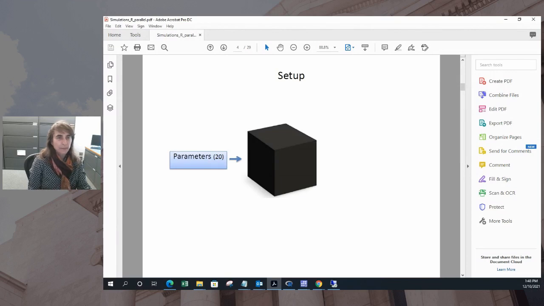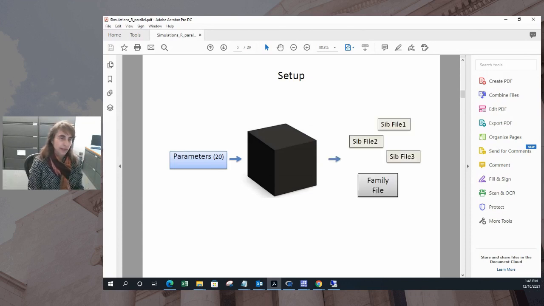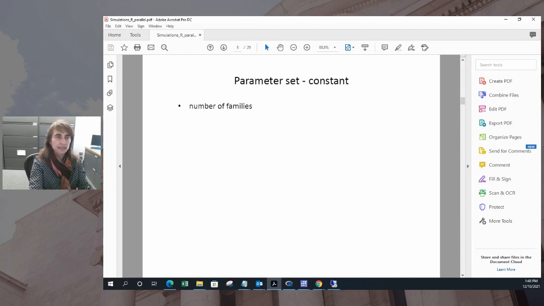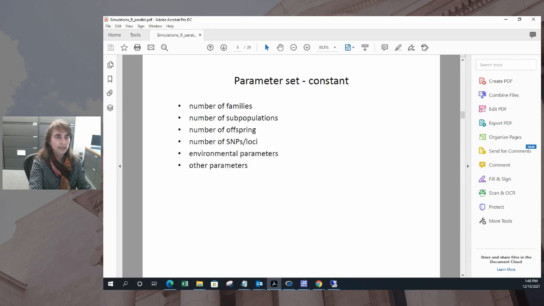So I was given a program that would generate this type of genetics data and a trait, and it would take about 20 parameters, and then it would produce four different files, one at the family level and three at the siblings level. The basic idea was that some of these parameters didn't vary from simulation to simulation, like the total number of families, how many children each family would have, and the number of SNPs or loci. And there are these other parameters that I was supposed to give to the model. It was a very complicated model.